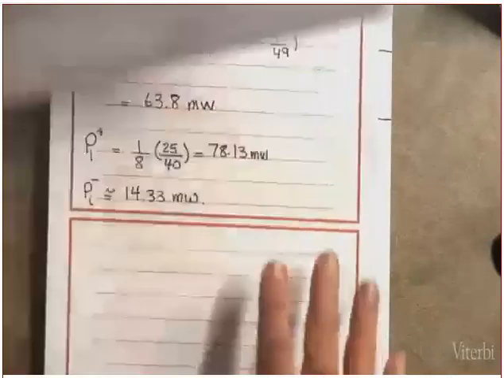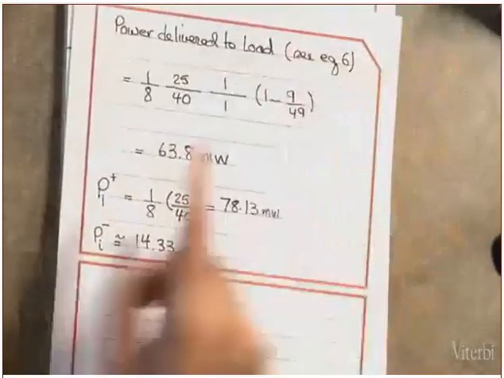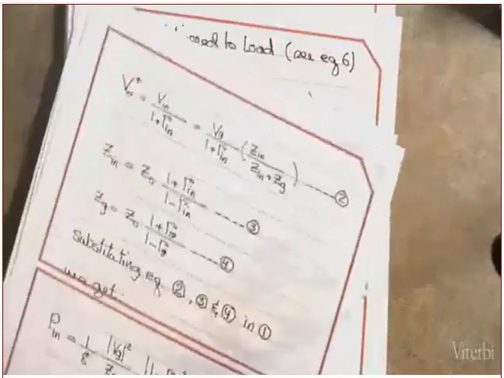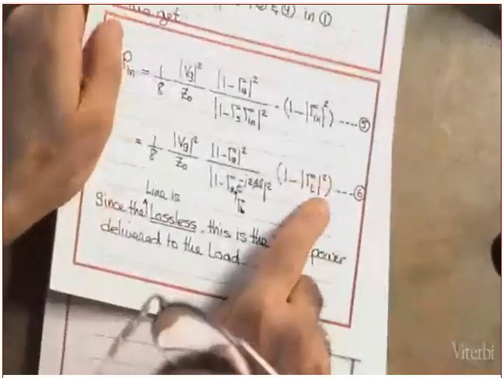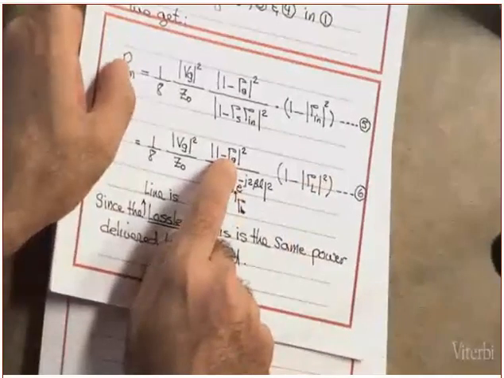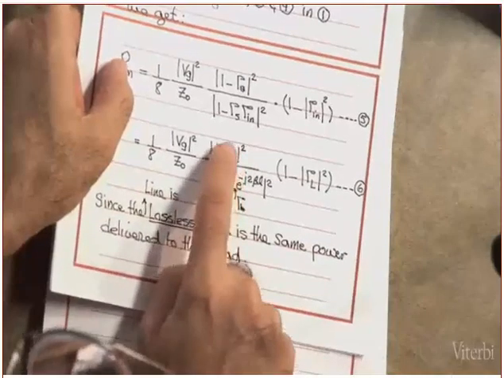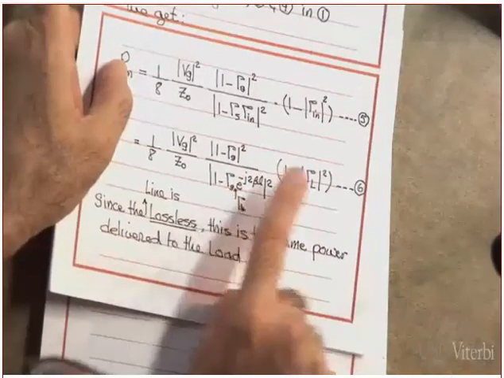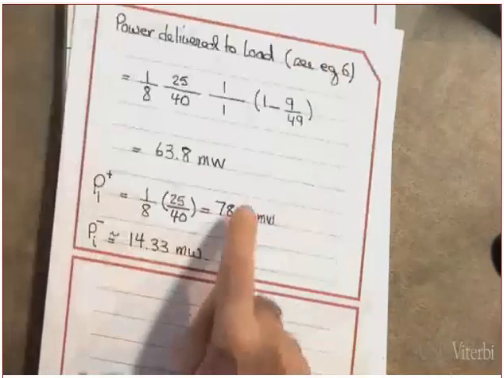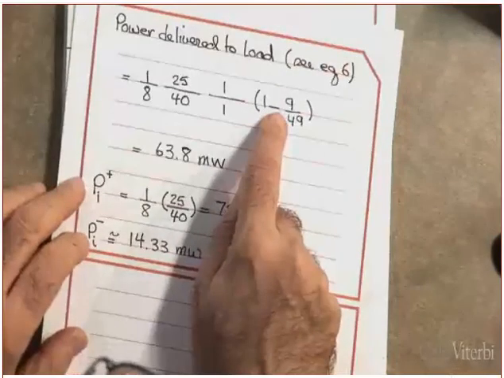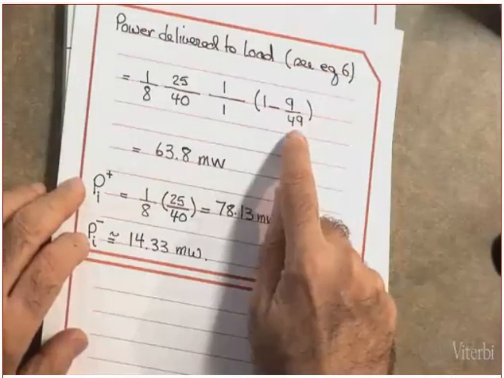Okay. Now, gamma G equals what? 0. So which equation do I plug into? Equation 6. What am I going to plug in for gamma G? 0, which means this one is 1 over 1. But this one I cannot neglect. So what do I get? 1 minus, did you understand the 9 over 49?